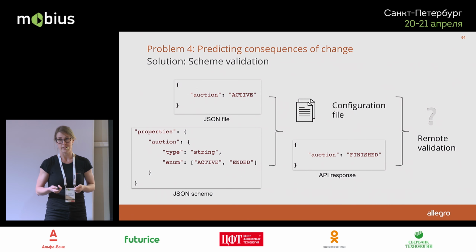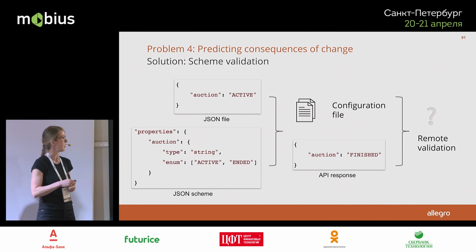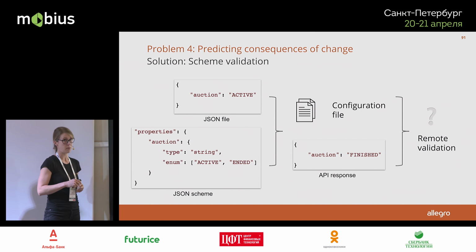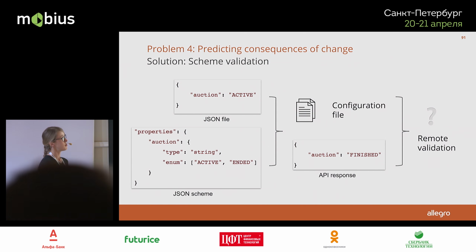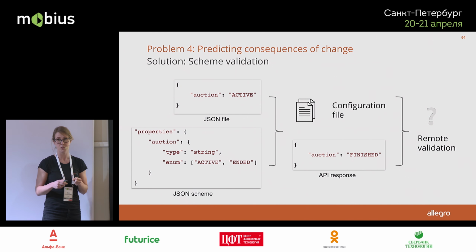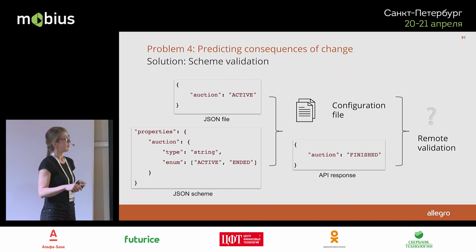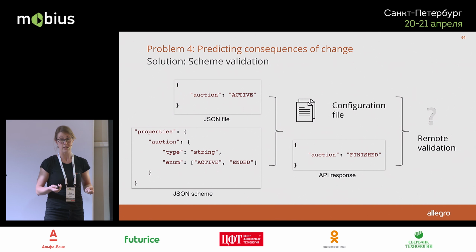Just to better understand the idea, here is an example. We have simple information about an auction, which is active. So based on this JSON, we are building a schema which contains information about the presence and the type of a variable. So we know it's a string, and from our experience, we know that it's an enum. So we know that the auction can be either active or ended. So in our configuration file, we know exactly what we expect, and then we create a request to the backend, and we get information about an auction that has actually finished.